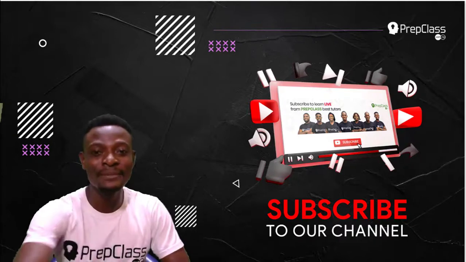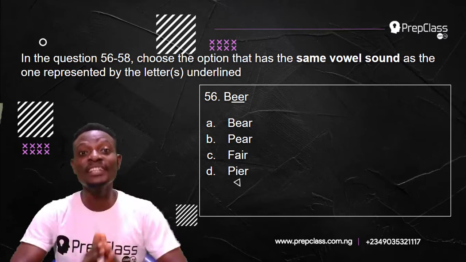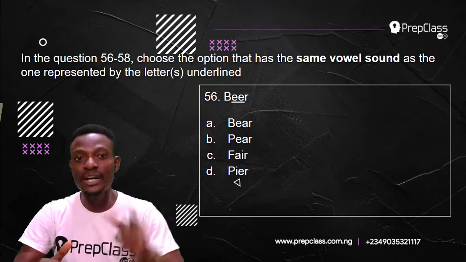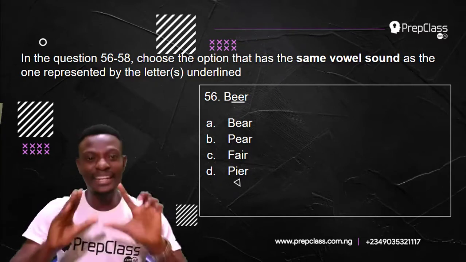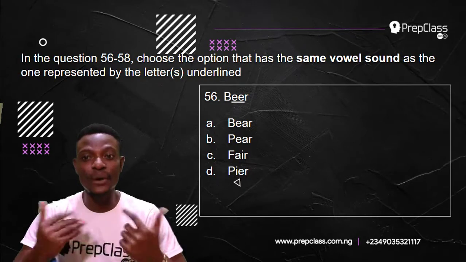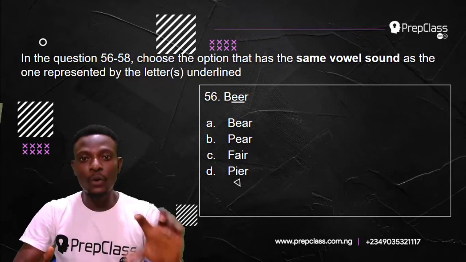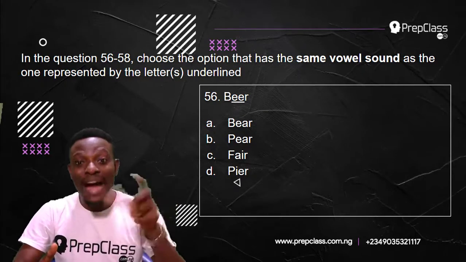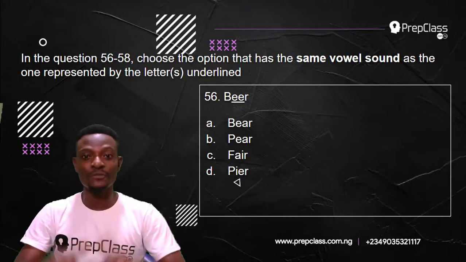Alright, let's begin. Now, the instruction reads, in the question 56 to 58, choose the option that has the same vowel sound as the one represented by the letters underlined. So we are expected to select the option that has the same sound as the underlined parts in the word. So question 56, we have the word beer.